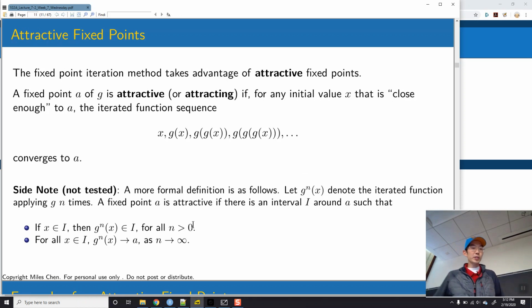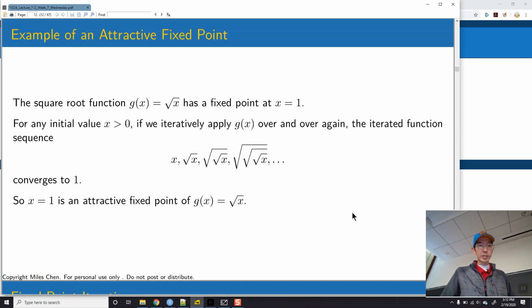Some fixed points are known as attractive or attracting fixed points, okay? And that is if you start off at some value close enough, then if you apply the sequence, it's going to converge to the value a, okay? There's a more formal definition, but don't worry about that, okay?